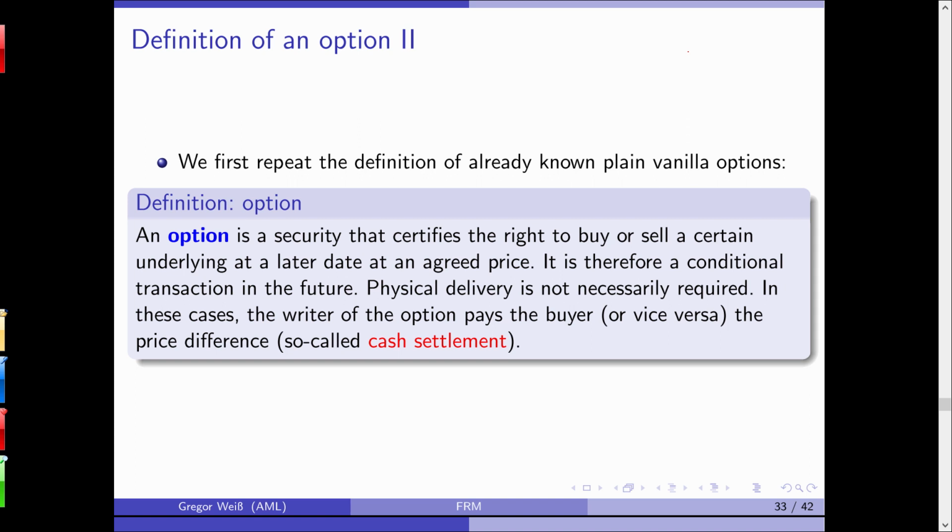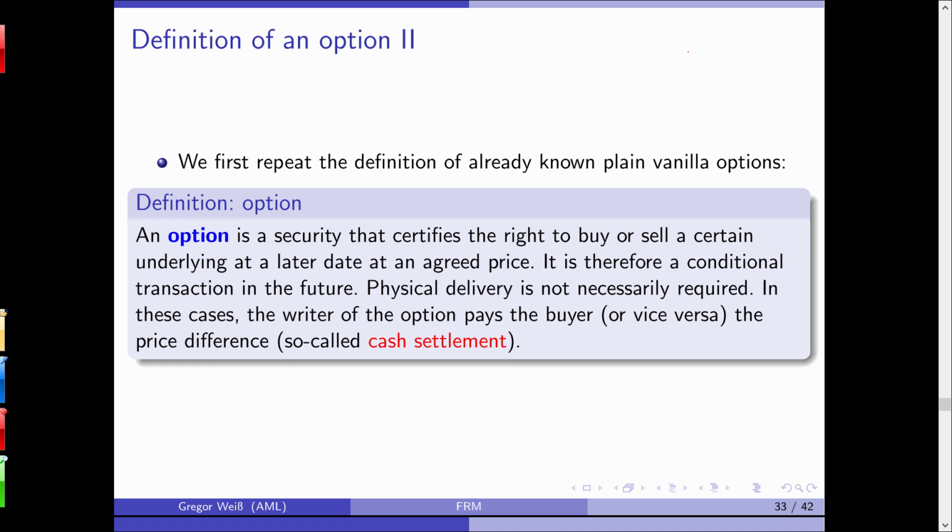The most important example is a plain vanilla option. What is an option? An option is a security, is a financial derivative, more precisely, that certifies the right to buy or sell a certain underlying at a later date at an agreed price. It is therefore a conditional transaction in the future. Why is it conditional? It's conditional on the buyer saying, I want to exercise the option. He can also leave it alone, in which case the option expires. So this is the main difference between a future or a forward and an option. In the option you have the right but not the obligation to do so.